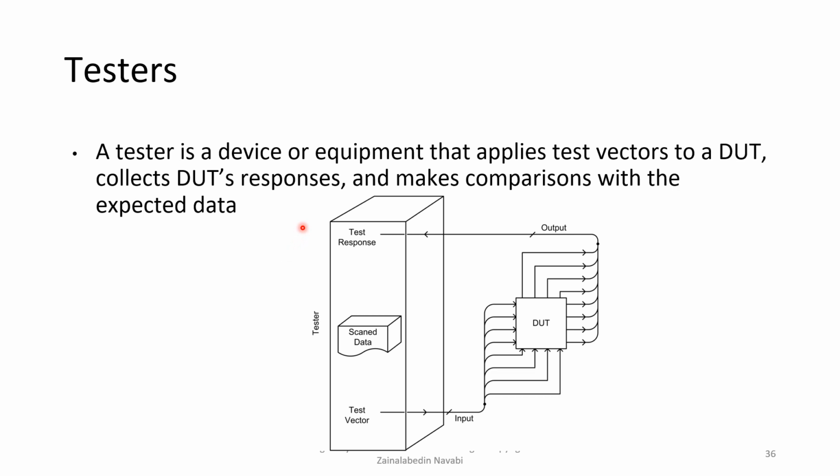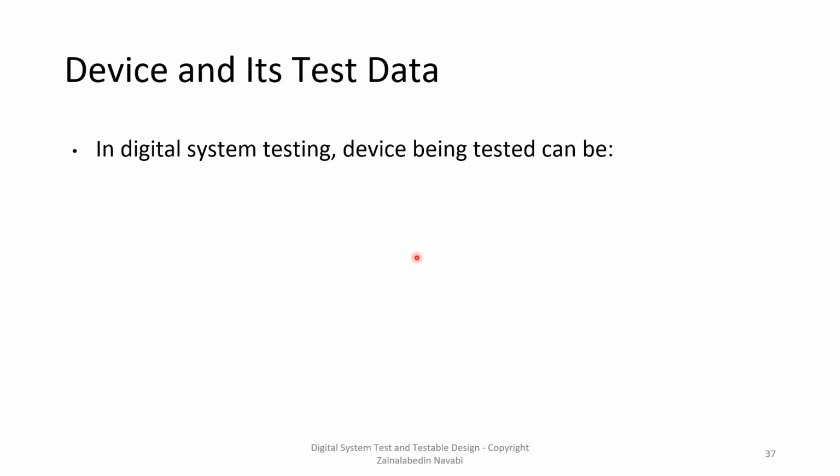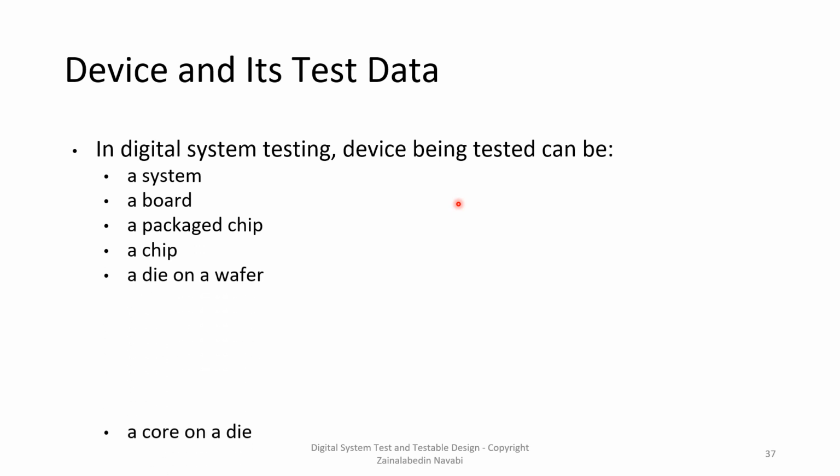Right? Tester is a device. Understand it. Let me read it out for a change. Tester is a device or equipment that applies the test vectors to a DUT, collects the responses, and compares them with the expected data. That is what testing is, we said, right? This is called tester or automatic test equipment. You send an input, you get output, you compare with the stored data. Very simple, right? So what device can be tested? Your system, your board, a packaged chip, a die or a wafer. We spoke about all these things already, right? It's a kind of reinforcing.